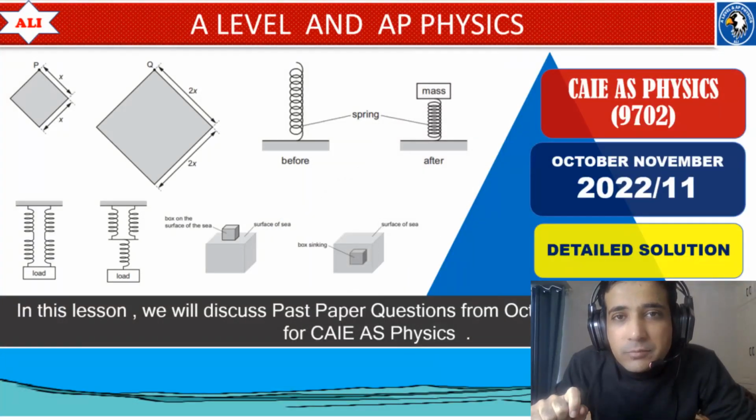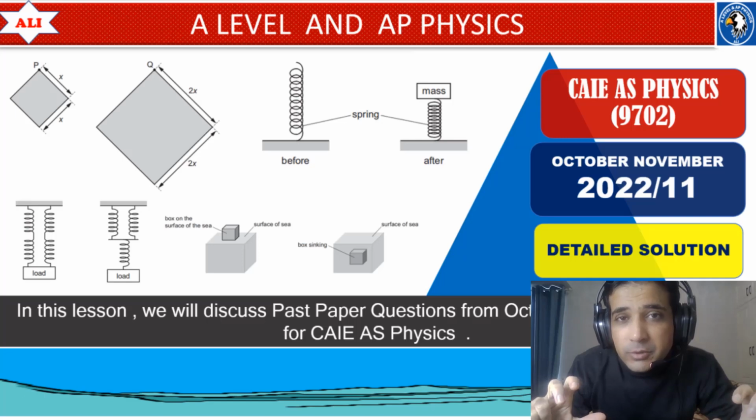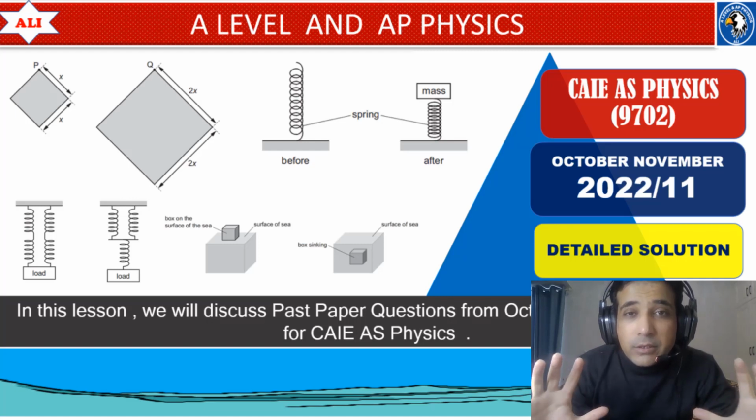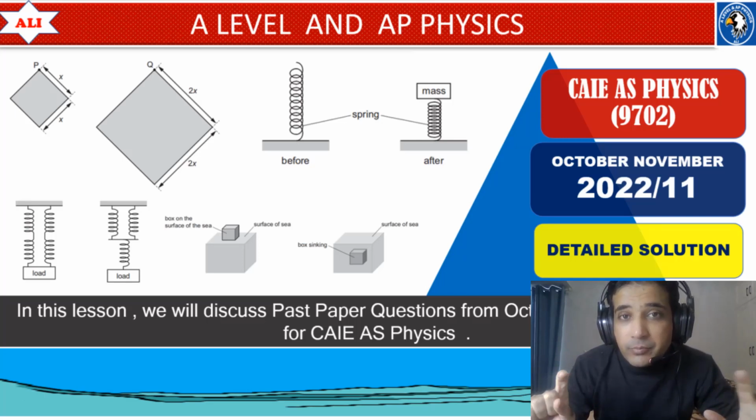In today's lesson, we will discuss past paper questions from October-November 2022, Paper 1, Variant 1. And in today's class, we will start from question number 11. We have already discussed question number 1 to question number 10 in part 1. So for those questions, you can search for October-November 2022, Paper 1, Variant 1, Part 01, and you can find a detailed solution about question 1 to question 10 in my previous video, the video we uploaded yesterday.